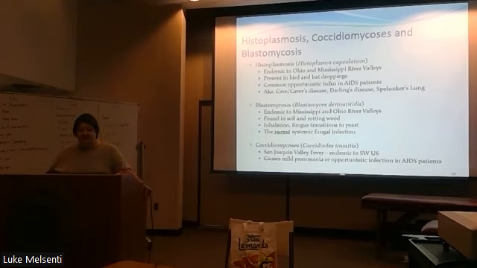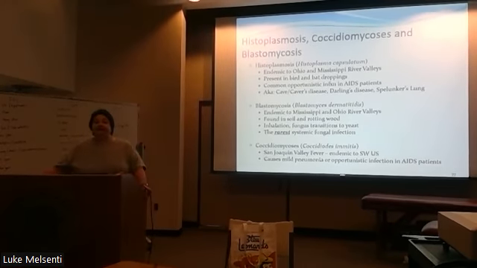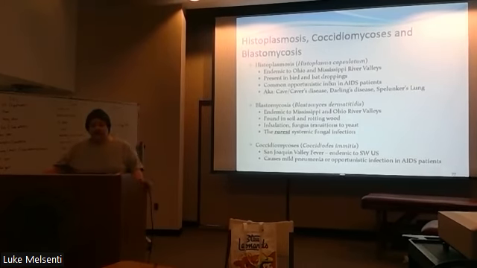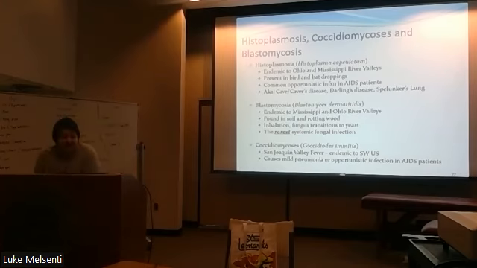Blastomycosis is endemic to the Mississippi and Ohio River valleys as well. This one is found in soil and rotting wood, but this one is really, really rare. And coccidiomycosis, Coccidioides immitis, is known as San Joaquin Valley fever, endemic to the southwestern United States. It causes a mild pneumonia or opportunistic infection in AIDS patients. So these are inhalation diseases.